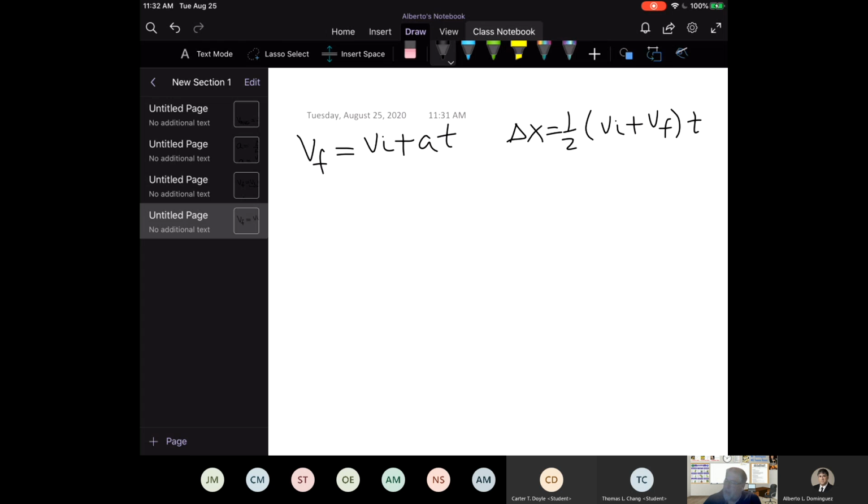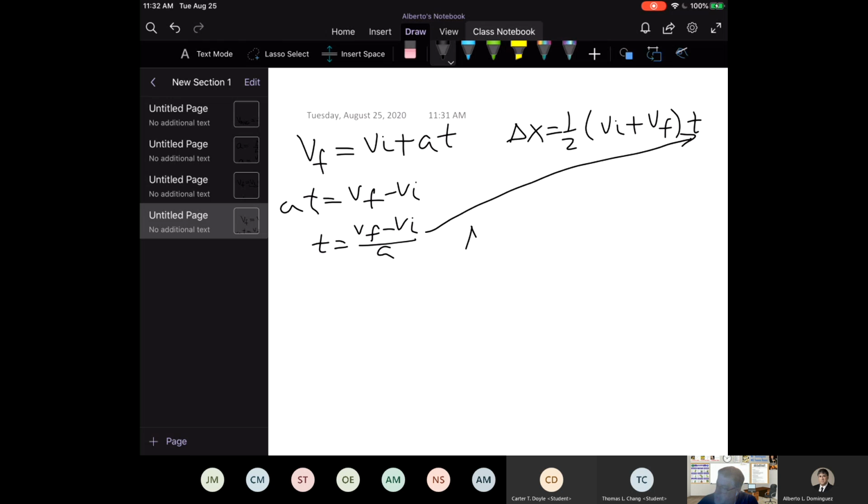And I already took VF and plugged it in here and got some stuff, so that was fine. So I'm going to try a different substitution. And what I'm going to try is I'm going to solve for T. So I'm going to solve this for T. So AT equals VF minus VI. And now T equals VF minus VI over A. And so now I have T. And I'm going to take T and I'm going to plug it in there.